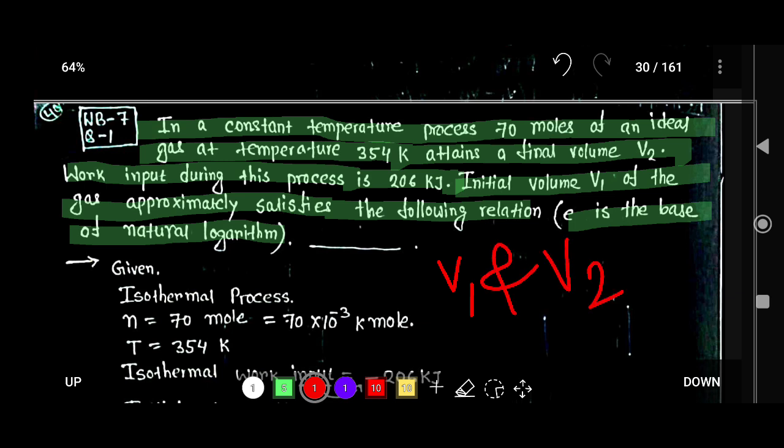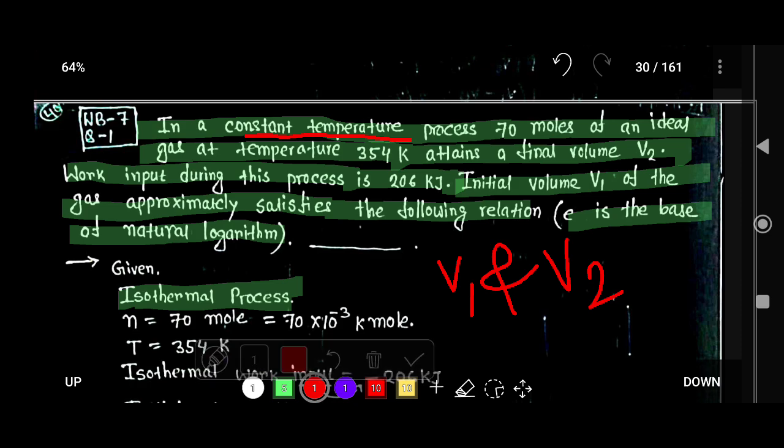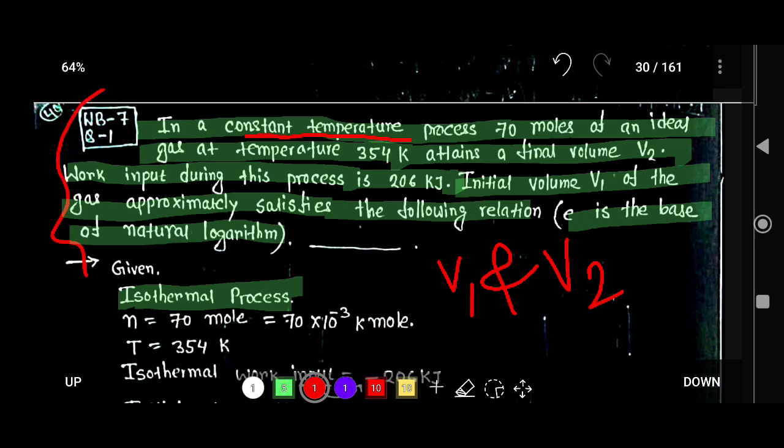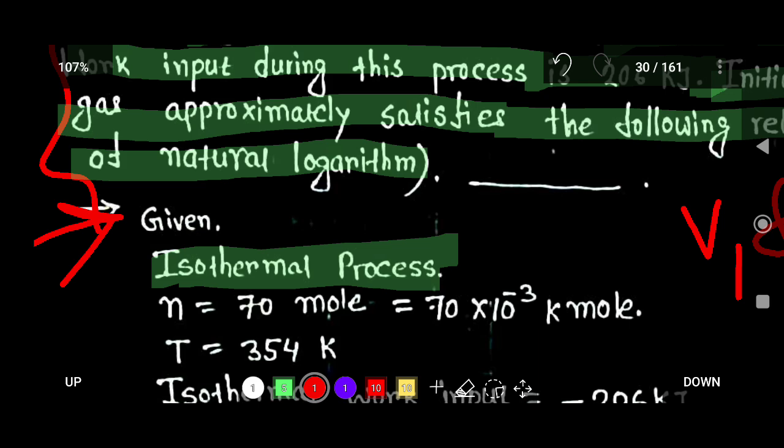Now what is given in this question? It is a constant temperature process. Constant temperature means it is an isothermal process. So when any question is given, first you should write the data. First you should write given: it is an isothermal process.